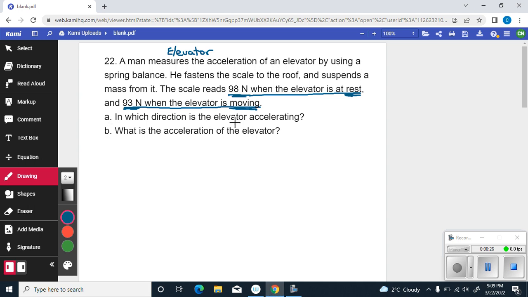So I want to know in which direction the elevator is accelerating, and I know it must be accelerating because the readings are different. And I want to know what is the acceleration. So I need direction, and then I need a value. Okay, so let's see what's happening here. Let's draw my elevator.